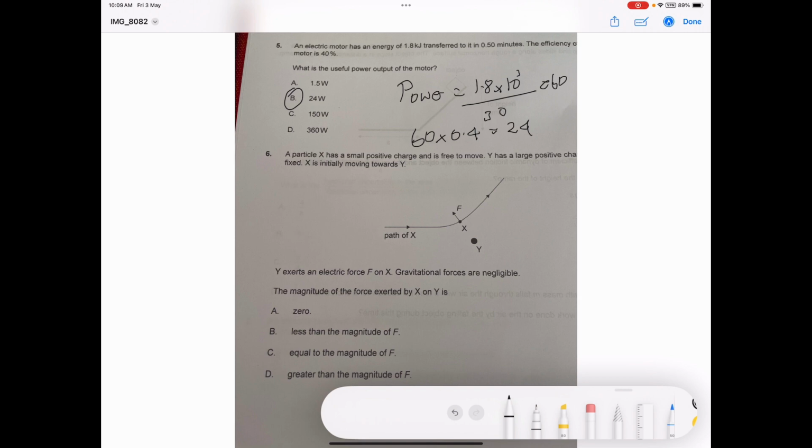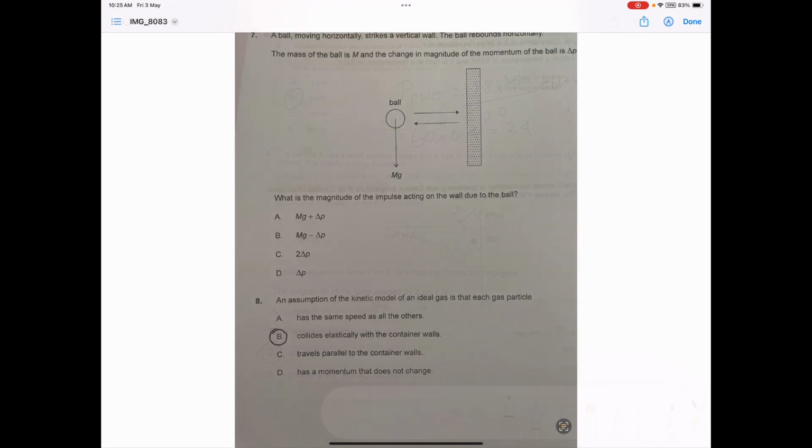So I think this one is going to be C, equal to the magnitude of F. I'm not entirely sure about this, but I think it is C, equal to the magnitude of F.